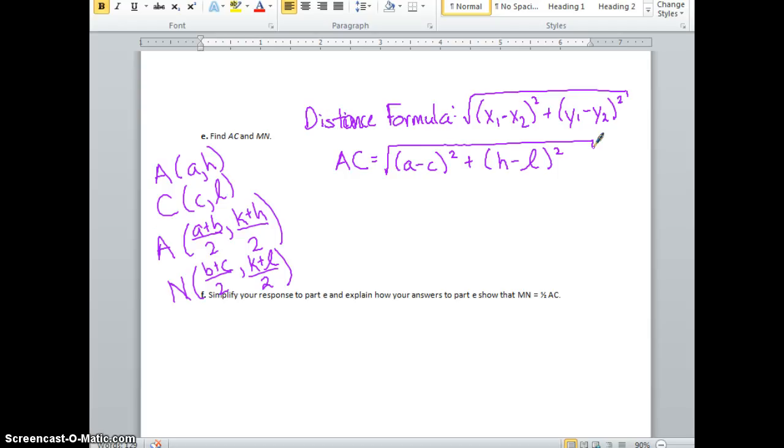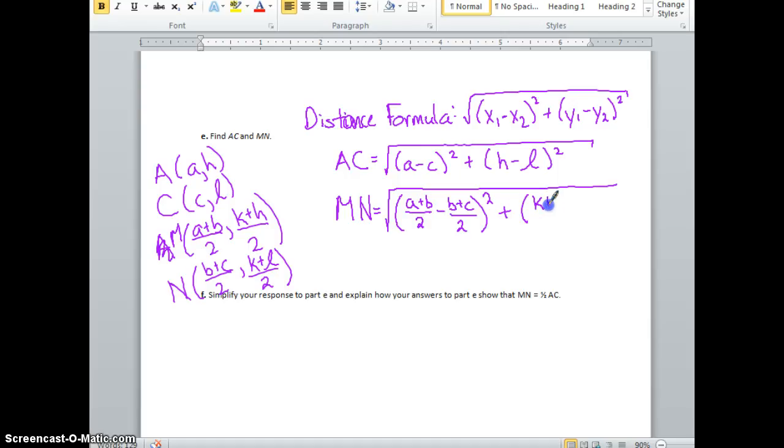For length of MN, you're going to have the square root of, and give yourself some more room here, x1 minus x2. So that's going to be a plus b over 2 minus b plus c over 2 squared plus, and then my difference in my y's, so that's going to be k plus h over 2 minus k plus l over 2 squared. Just like that. So there's your length of AC and your length of MN.